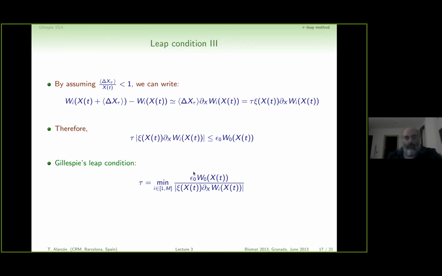The not so nice thing about this method is that you have a free parameter. This epsilon 0 is something that you have to fix by hand; it is not provided by the method. There has been recent work trying to combine this with optimization techniques in order to obtain some sort of estimation of what epsilon 0 should be, but that's beyond our scope.